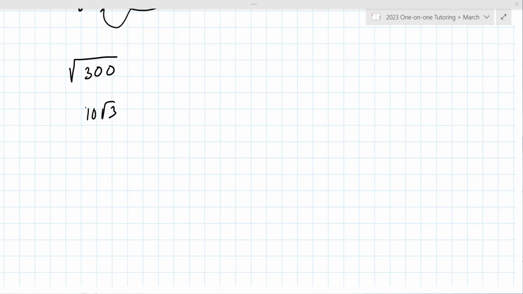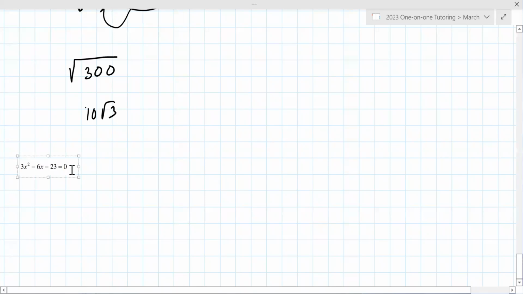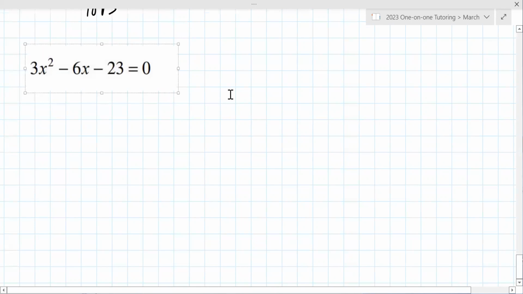Just looking to see if there's any ones here that all right, so here's one for us to look at. All right, here we go. 3x squared minus 6x minus 23. A is 3, B is minus 6, and C is minus 23.